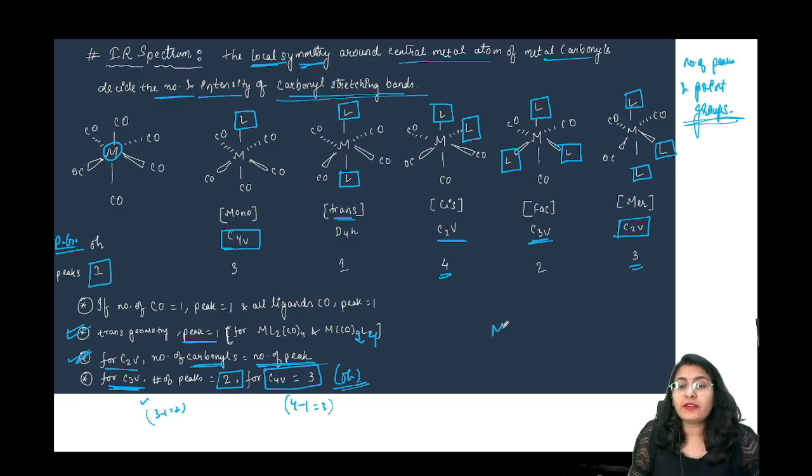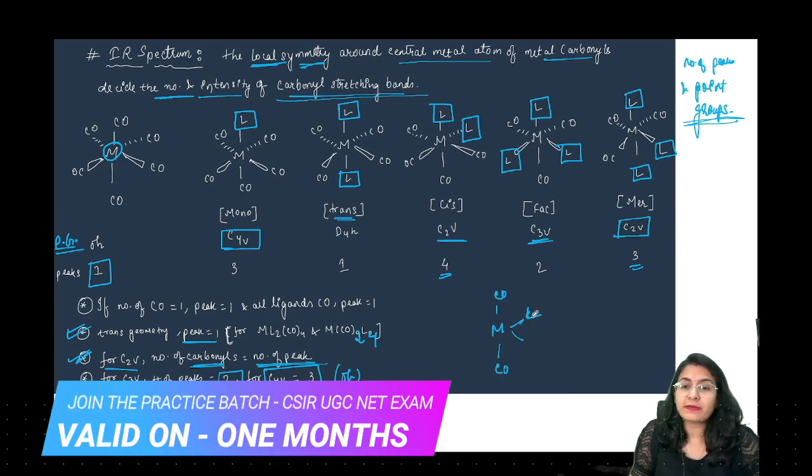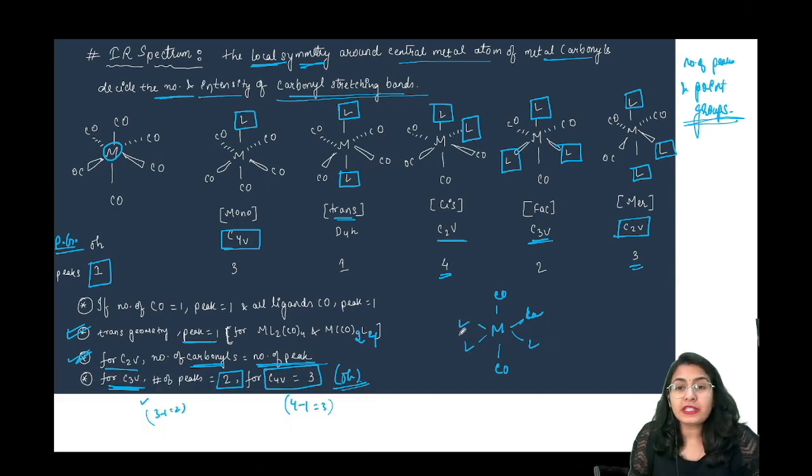Now if I have 4 ligands and only 2 carbonyls, let's say I'm writing an L over here, and here and here I'm writing L. So all of these again are going to fall in the trans geometry. I don't need to find out the point group. Trans में कुछ भी हो, when the geometry is trans, the peak is only going to be 1.